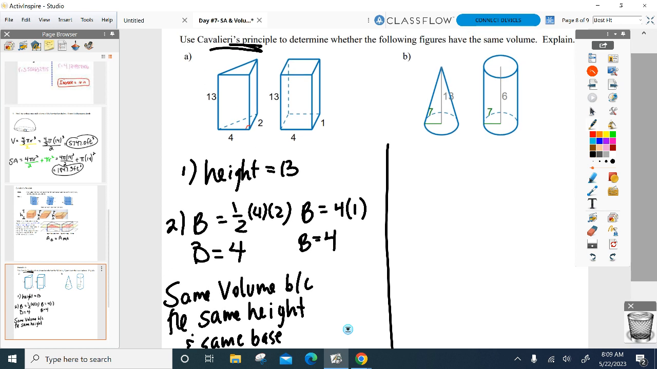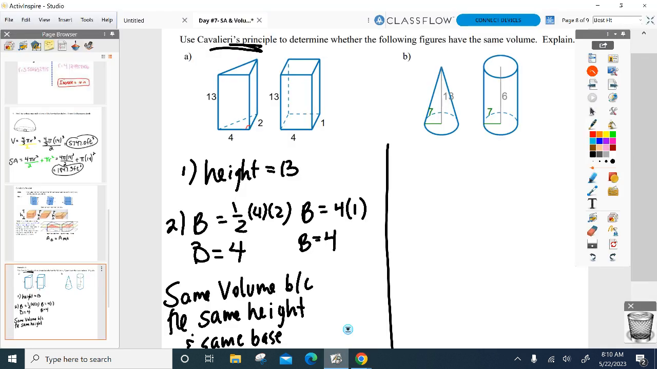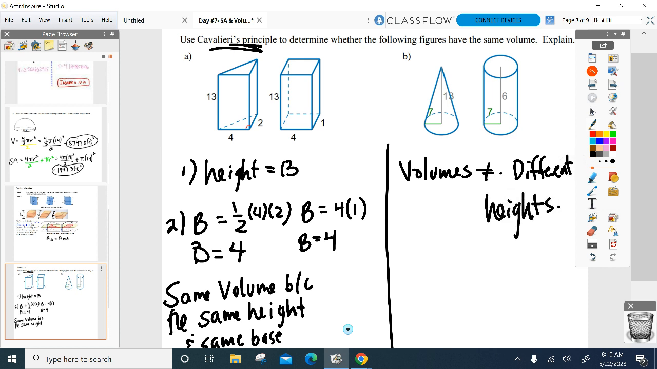All right, what about the cone and the cylinder? I think we can stop pretty quickly. Same volumes here? Why not? They don't have the same height. Done. We're done. I don't even know, it looks like they probably would have the same base area, but what did I say? Volume's not equal. Different heights. Gotta have the same heights.